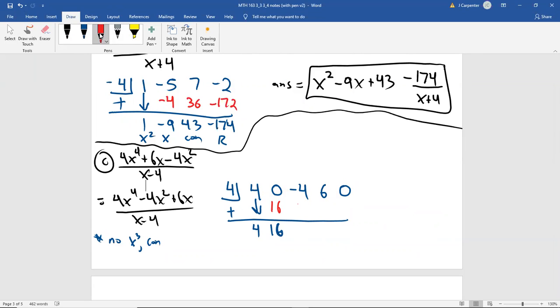16 times 4 is 64. Add, and you get 60. Negative 4 plus 64 is 60. Multiply. 6 times 4 is 24, so that's 240. Add. Plus 6 is 246. Multiply. 246 times 4 is 984. Man, these numbers are sounding really familiar. 984. Add 0 plus 984 is 984.